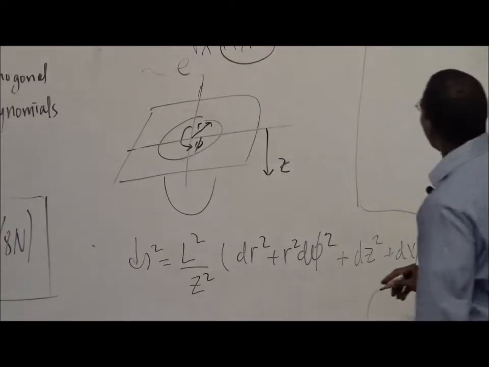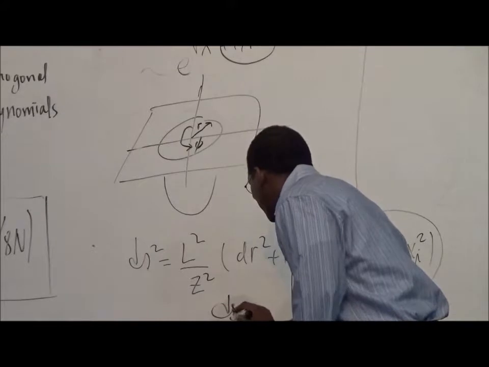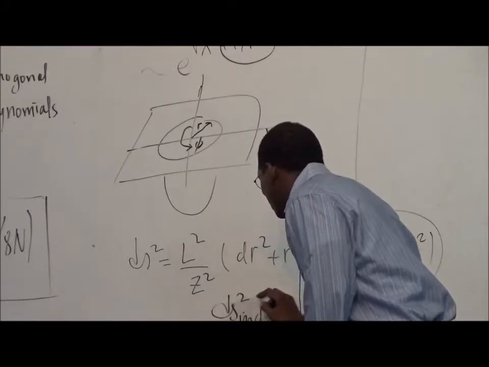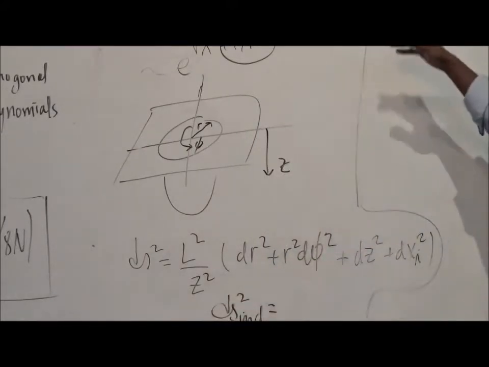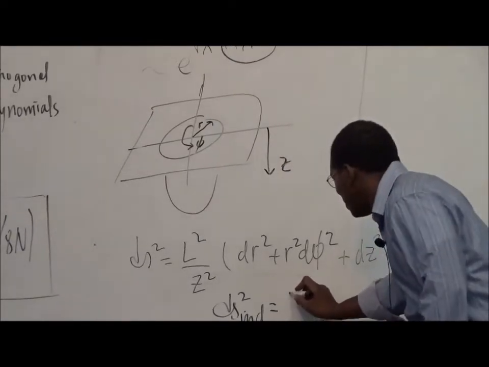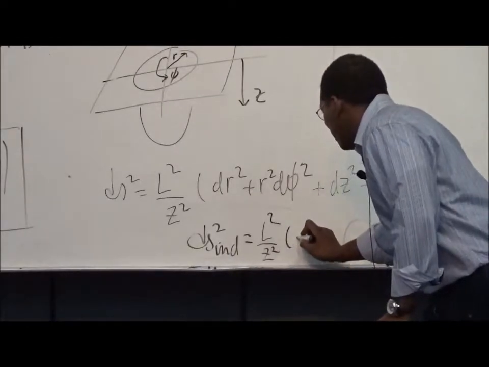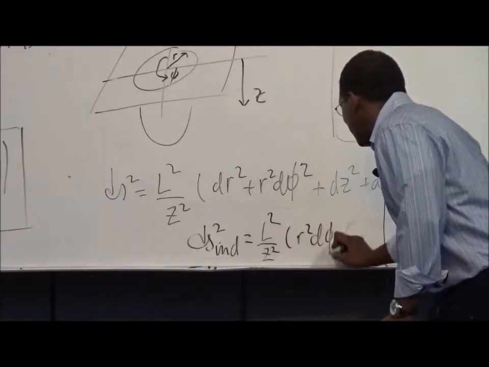So let me write the induced metric here, just so that you are completely comfortable. So the induced metric on the worldsheet is going to be, so I told you that Z depends on R, so essentially I'm going to have L squared divided by Z squared, R squared d phi squared.